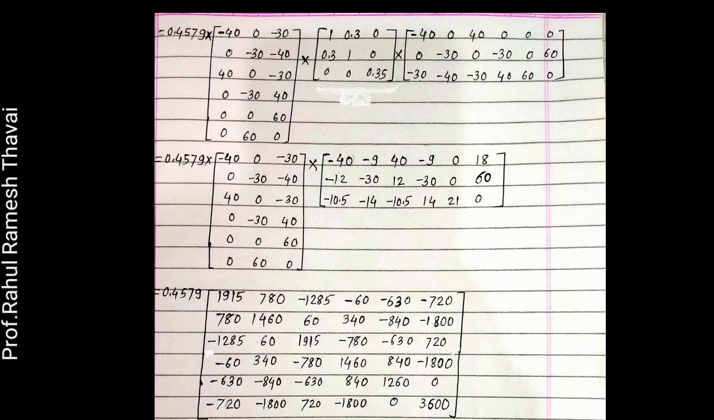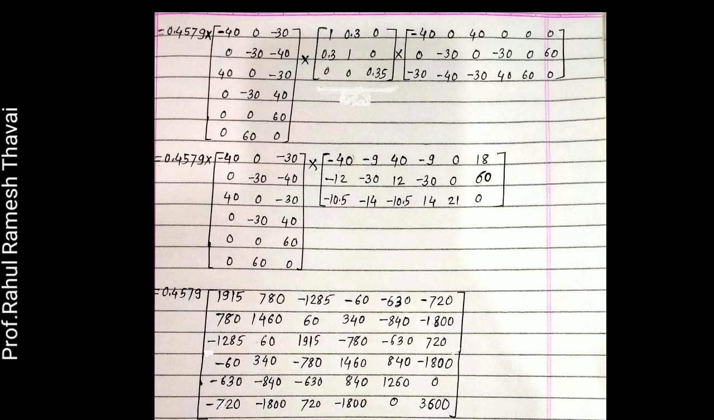So here we will have a multiplication of a 6 by 3 matrix and a 3 by 6 matrix. Again we need to go row and column wise. So we will multiply the first row by the first column. It is minus 40 into minus 40 plus 0 into minus 12 plus minus 30 into minus 10.5, that is 1915. Next, second row multiplied by second column, that is minus 40 into minus 9 plus 0 into minus 30 plus minus 30 into minus 14, that is 780.